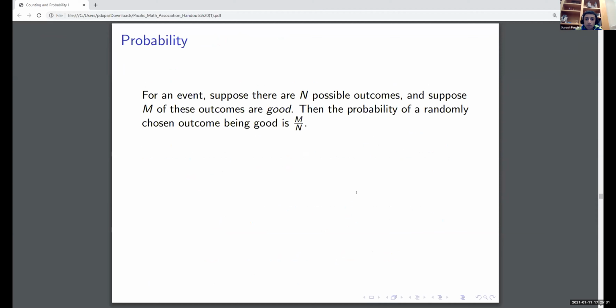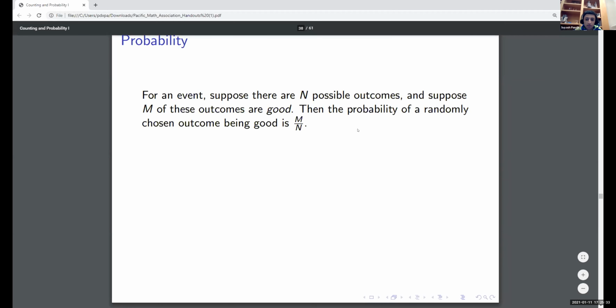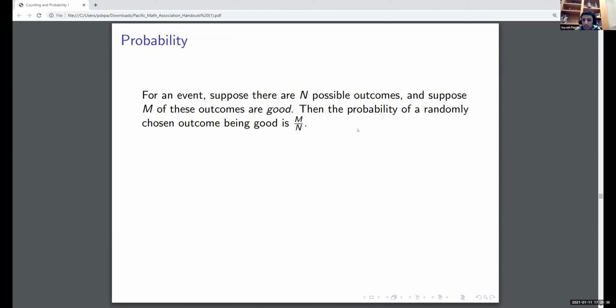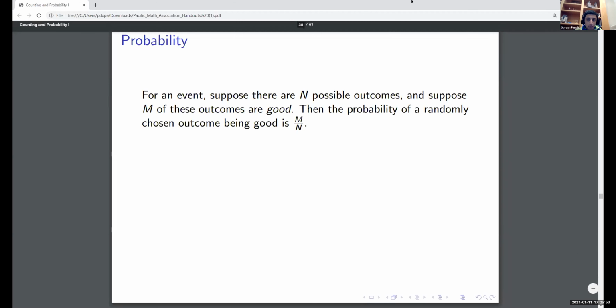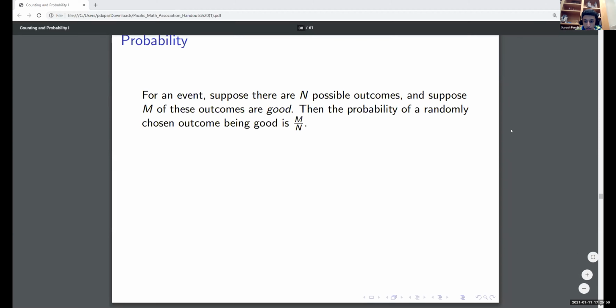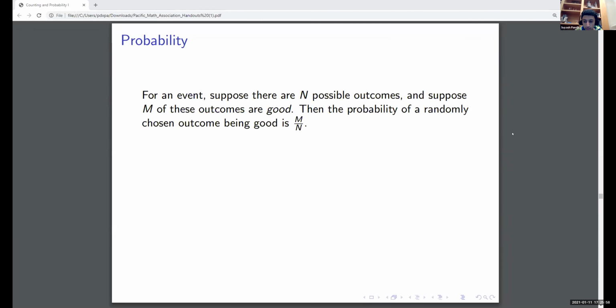Okay, now the next major topic of today is probability. So I'm sure you all have at least had some experience with probability. For any event, suppose that there are n possible outcomes, and suppose m of these outcomes are good, or the outcomes whose probability we want. Well, then the probability of a randomly chosen outcome is m over n. Note that this is randomly chosen, so that assumes that each outcome is equally likely to occur.